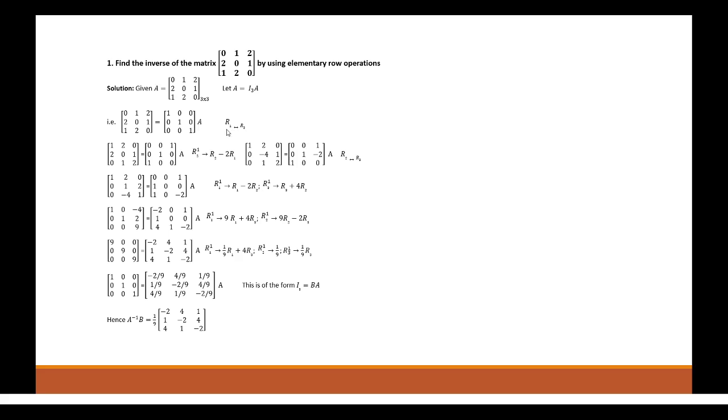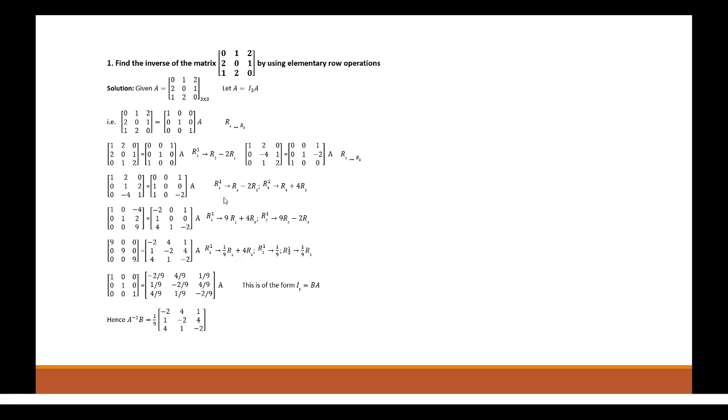Then interchange R1 and R2. Here the first entry is 0, so to make it unity, interchange R1 and R3. So the third row will come as the first row. Then it will become this matrix. Then for the second row, apply the operation R2 dash is equal to R2 minus 2R1. Then it becomes this matrix.